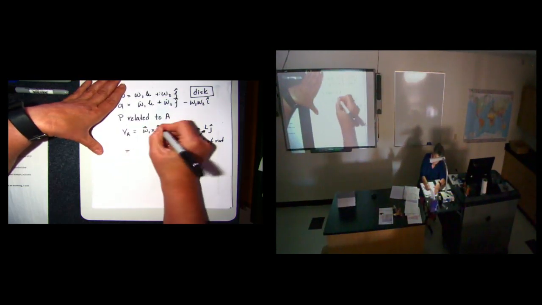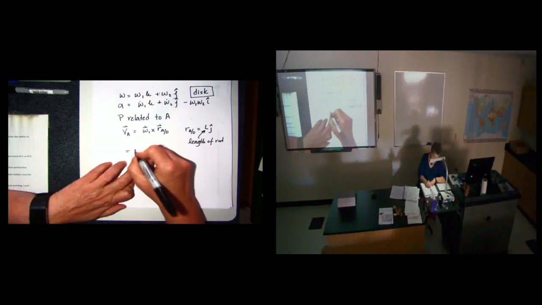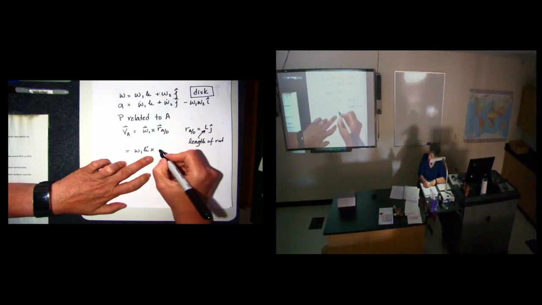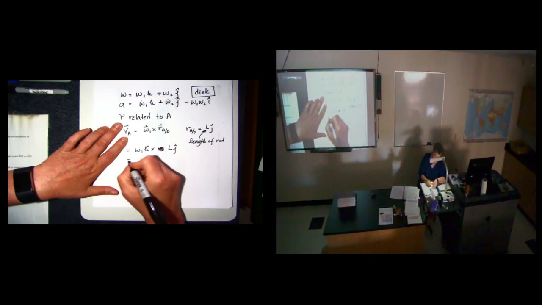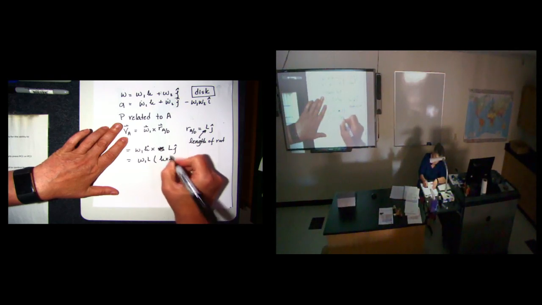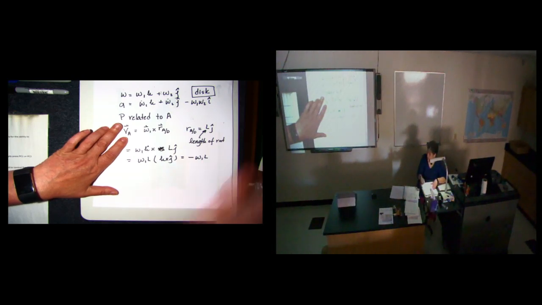So right now these are all in vector form. So omega 1 is a k, cross product, and there's my cross product Lj. So I'm going to get omega 1 L k cross j, which gives me a minus omega 1 L in the I direction.